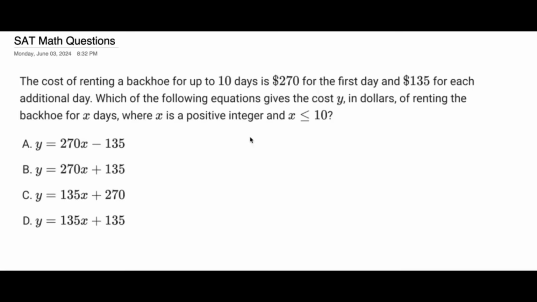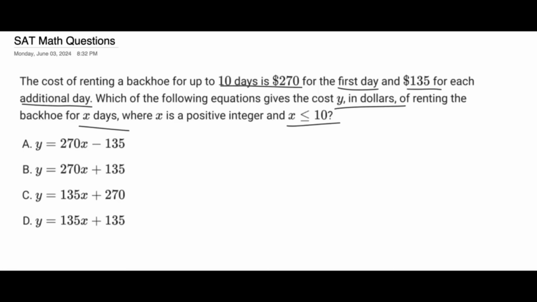The question says the cost of renting a backhoe for up to 10 days is $270 for the first day. And then it is an additional $135 for each additional day after that, up to 10 days. So which of the following equations gives the cost y in dollars of renting the backhoe for x days, where x is a positive integer that is less than 10, but it can be equal to 10.